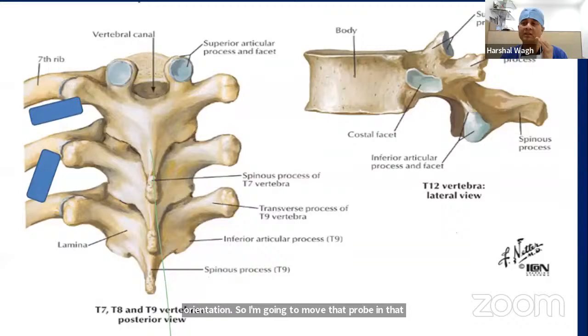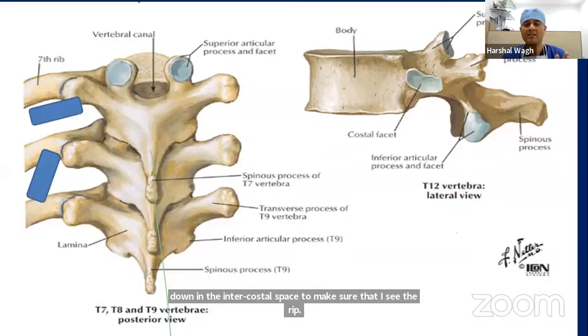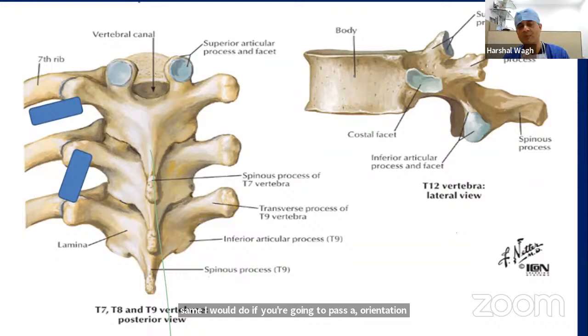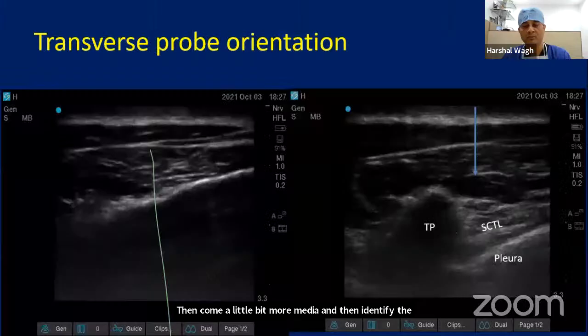The same I would do if I go in a parasagittal orientation, where I'm going to move it from the rib side because they are easy to identify. Then come a little more medial and identify the transverse process and the superior costotransverse ligament.